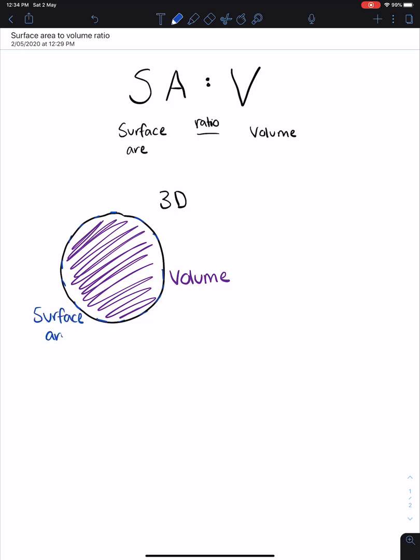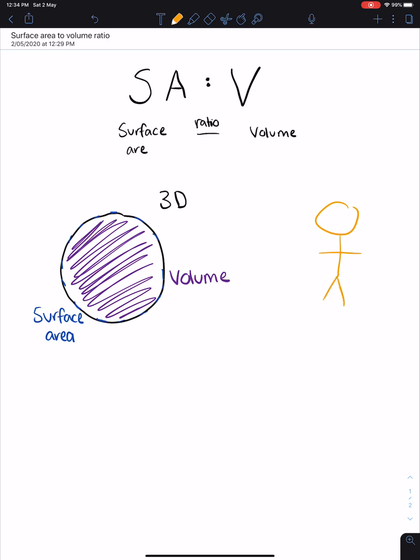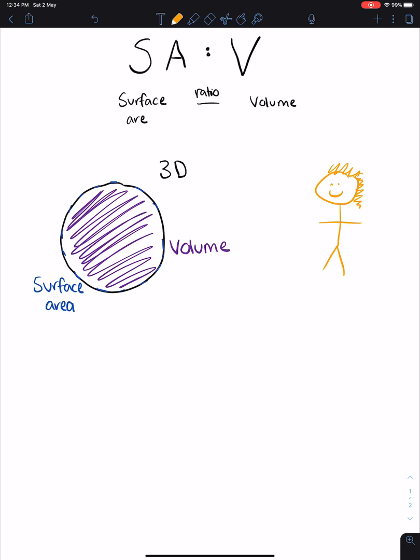Surface area. Another example, imagine us. So here's me. Actually, my hair's a bit longer than that. My volume and your volume is all of the stuff inside your body, your organs, your muscles, your bones. Your surface area is going to be all of your skin covering that volume. So I hope that explains what surface area and volume are. Now, like I just said, the cell must have the largest possible surface area compared to its volume. And I'm going to explain why this is so important.